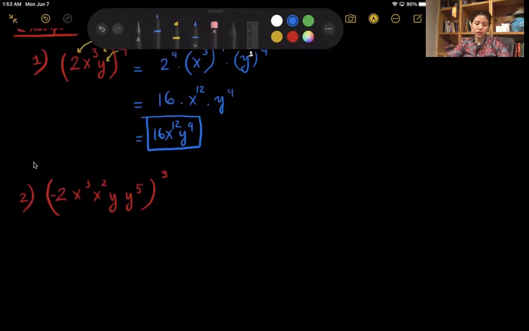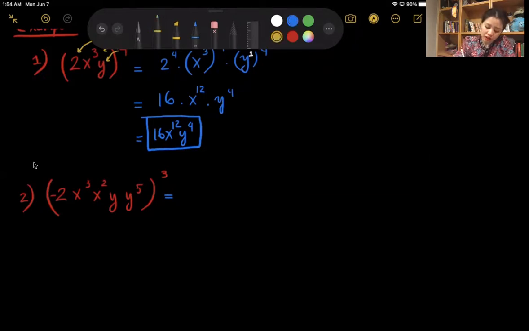Now, if I was you, for the second example I would simplify what's inside the parentheses first before I move on to the outer exponent. So what we're going to do first is simplify what's inside, right? So I have -2 times x cubed times x squared times y to the 5th.